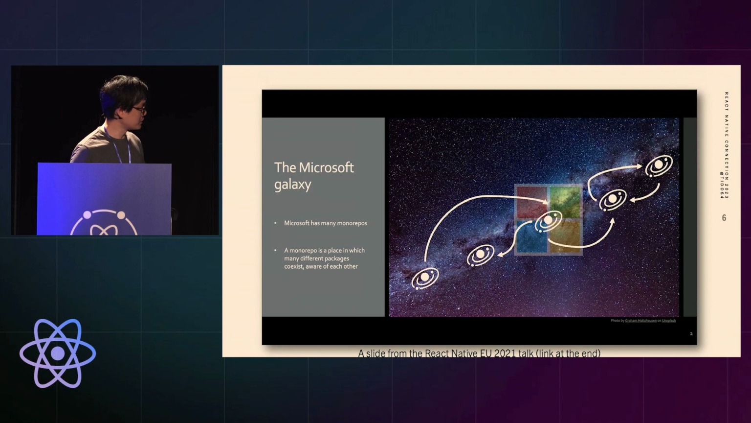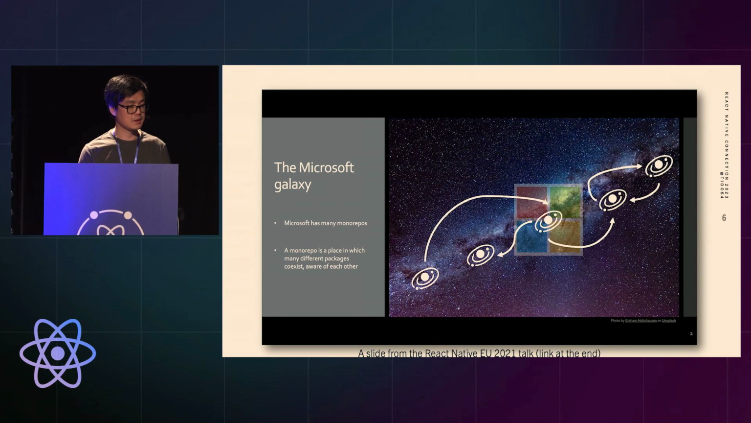So 2 years ago, we introduced you to the Microsoft Galaxy. Microsoft has many monorepos, similar to how a galaxy has a lot of planetary systems. And every team has different needs and different setups. Some of the teams are focused on delivering specific features that are going into many apps, mostly hybrid apps. There are some teams delivering full apps, and then there are teams that are delivering frameworks for said apps.